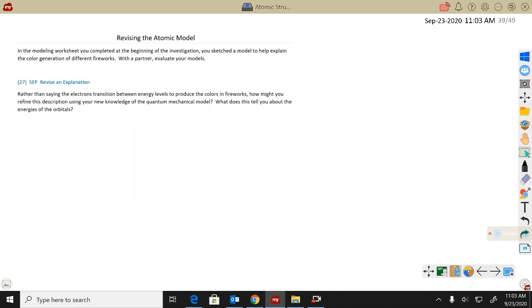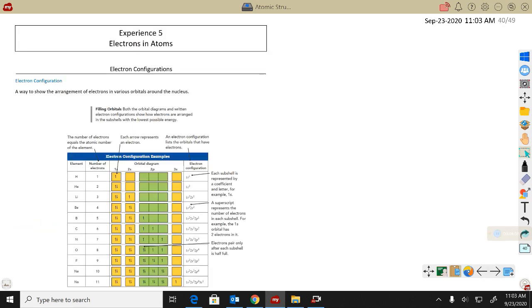We need a better way of modeling what's really complex, something that's a little more usable. And for that, we have something called an electron configuration and an orbital diagram. This is where it's going to get really good. Okay, so electron configurations are just a way of showing the arrangement of electrons in various orbitals around the nucleus.